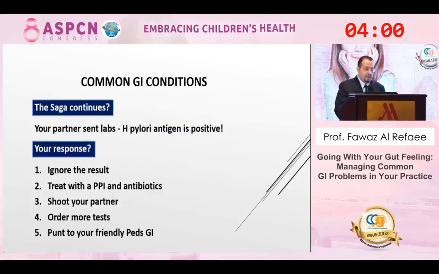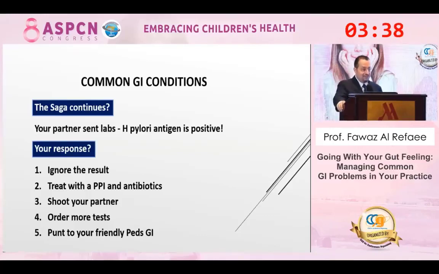Excellent. Your partner sent a lab, so he works with you in the clinic, H. pylori came positive. This is a very common scenario. What will you do? You just ignore the test, you treat with PPI and antibiotics, you shoot your partner, you order more tests. Okay, that's a good response.